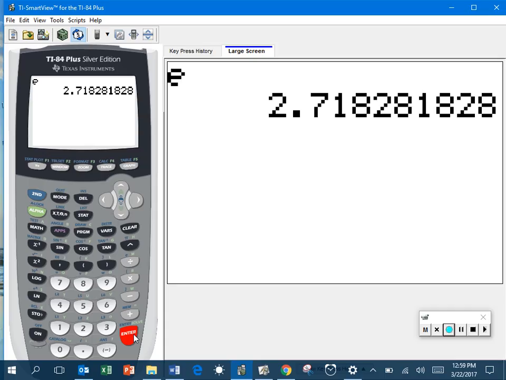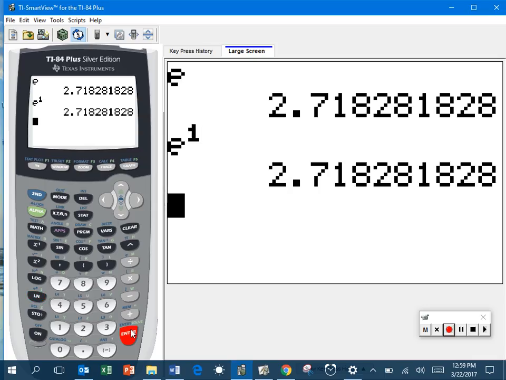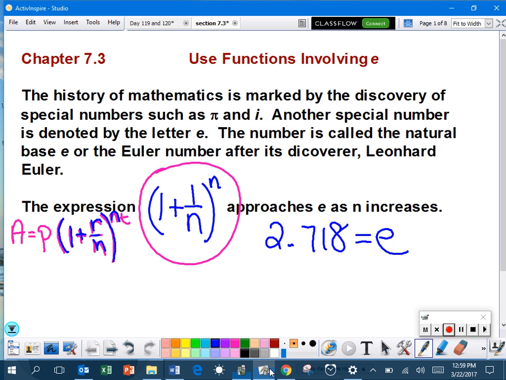Another place you can find it is on the left side above, it's close to the 4 button. It's above the LN button. So if I hit second, the LN button, you'll notice it automatically puts an exponent on there. So if I just put a 1 on there, again, it's 2.71828. So this is another special number that we are going to use. All right, continuing.